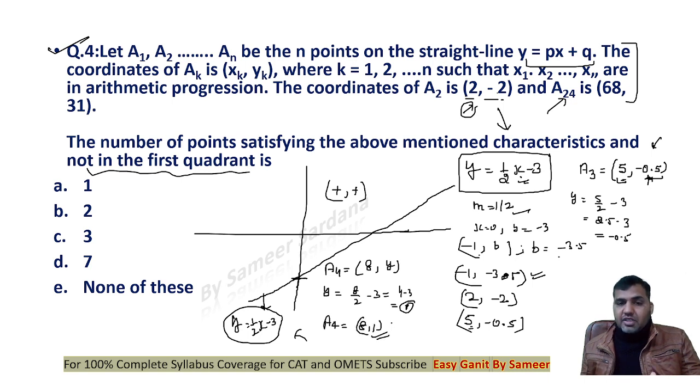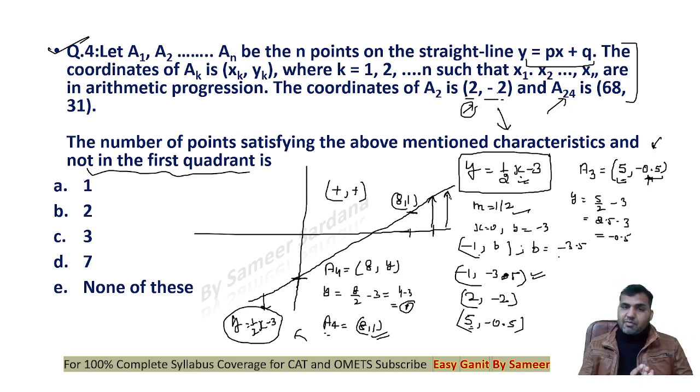Now both are positive. That means A4 will now be in the first quadrant. If A4, where x is 8 and y is 1, lies on this point in the first quadrant, and I increase x, y will also go up because it is an increasing line. So can I say all the points on the right hand side of A4, or after A4, on increasing x, y will keep on increasing. So if x goes up, y also goes up. That means x and y will both be positive for all the points after A4.